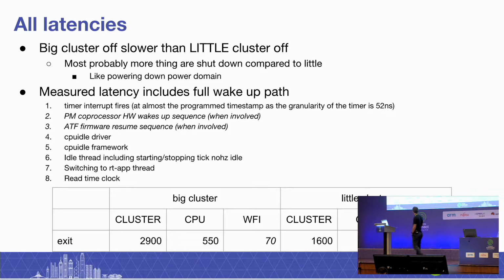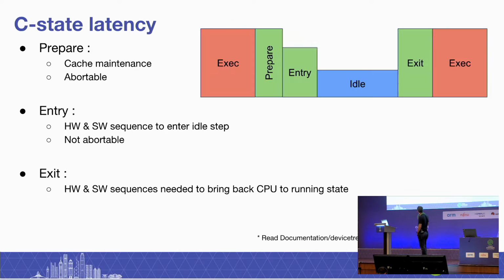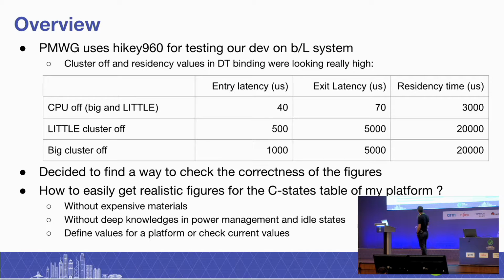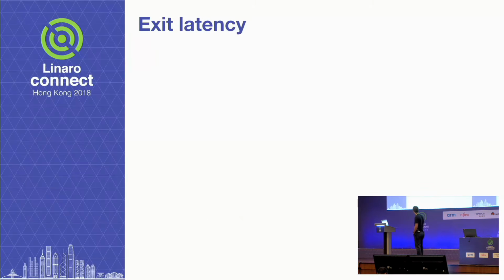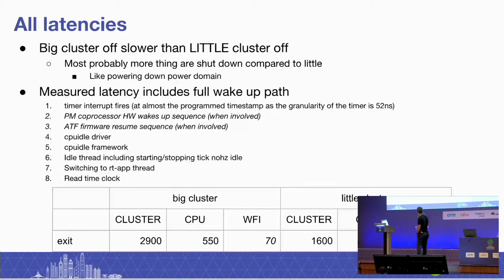But if you come back to the previous value at the beginning, for the big cluster, the exit latency for big and little was set to 5 milliseconds. And here, the measurement we have is almost half, or even less than that. For that, I have a shell script that runs automatically and provides you all the results.